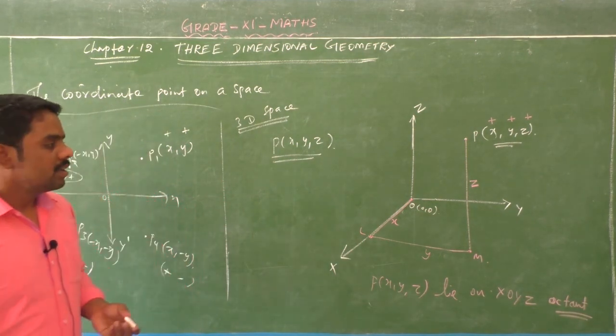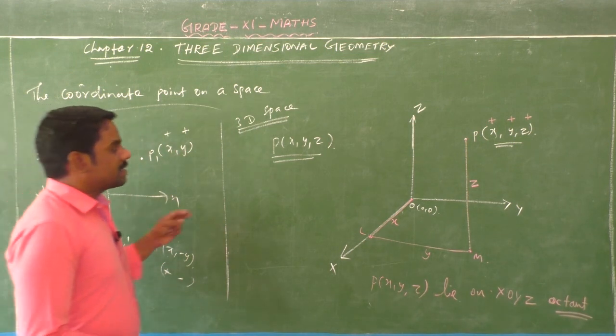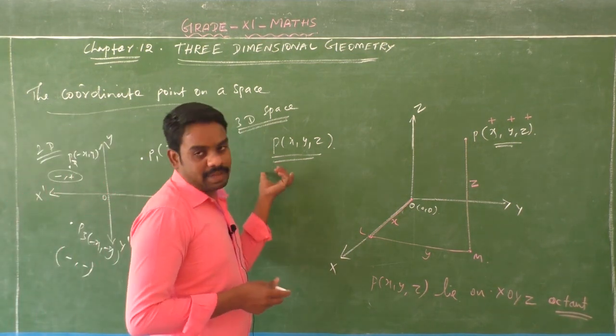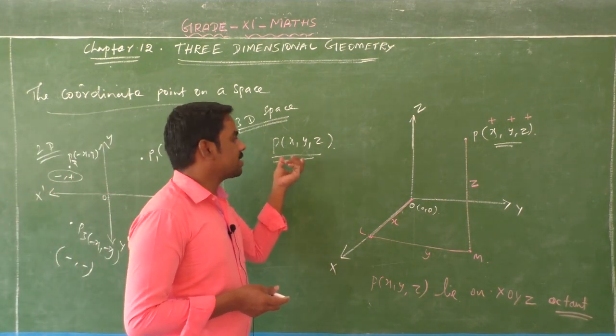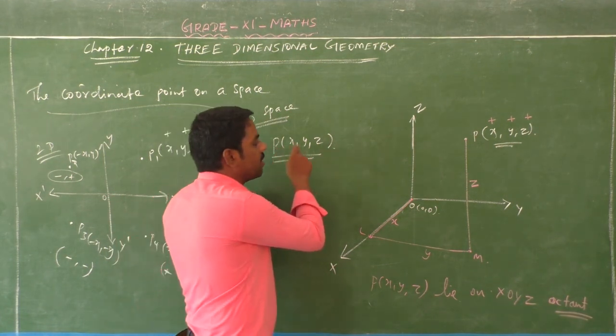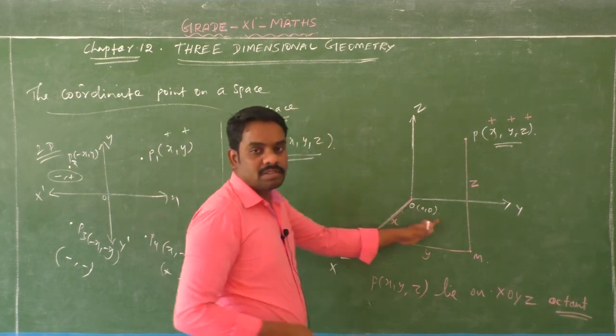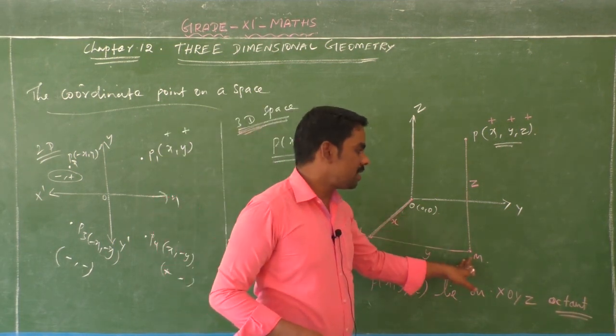Okay, right. This is two-dimensional. Already this method is clear. Next, new method, 3D space. A point P, x comma y comma z. Locate this point P of x comma y comma z in 3D space. In this method, x is positive, y is positive, and z is positive.